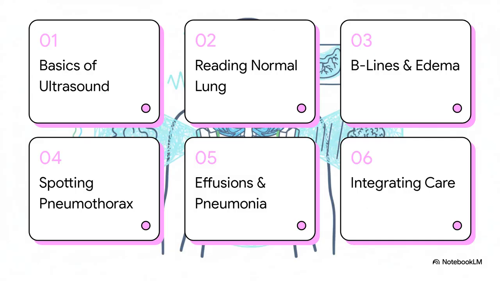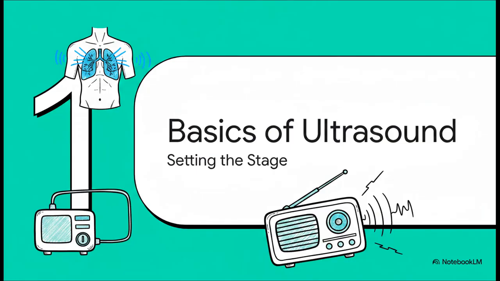Here's what we're covering today. First, we'll hit the basics of lung ultrasound, then move on to reading the normal lung. From there, we'll tackle B-lines and pulmonary edema, spotting a pneumothorax, and breaking down effusions, pneumonia, and consolidation. And finally, we'll wrap up with integrating ultrasound into care. All right, let's kick things off with Section 1, the basics of lung ultrasound.